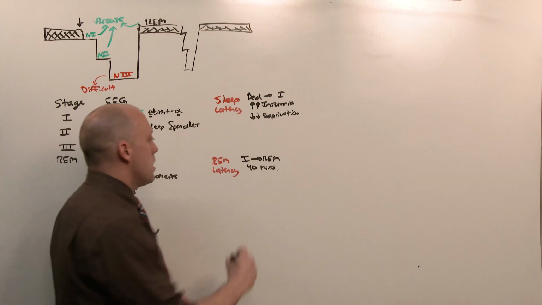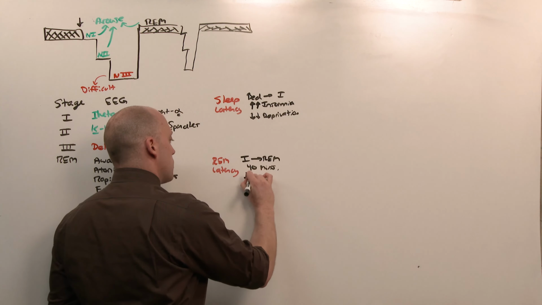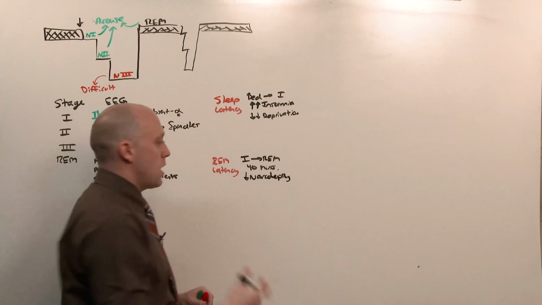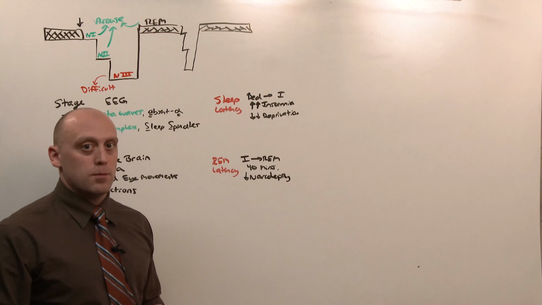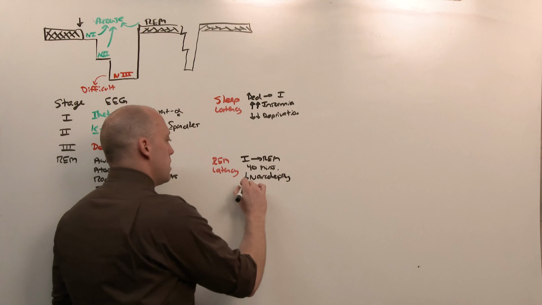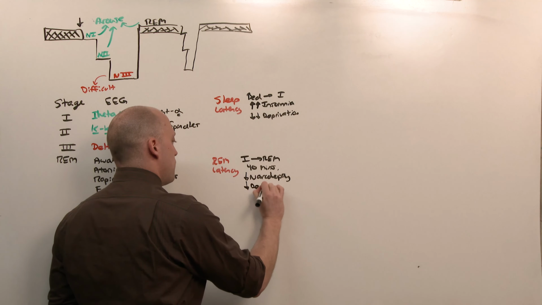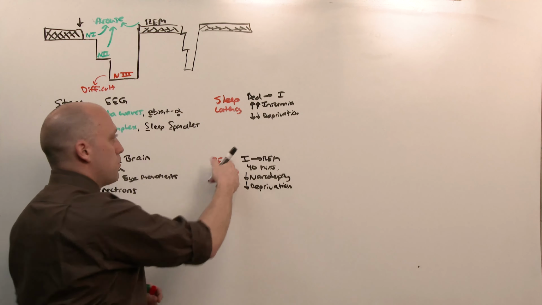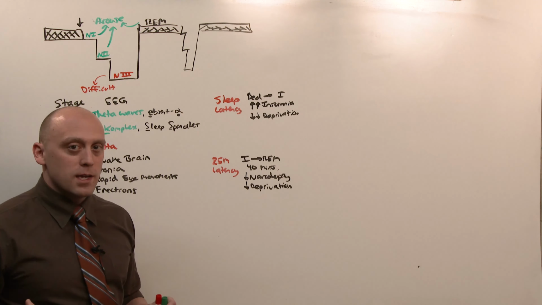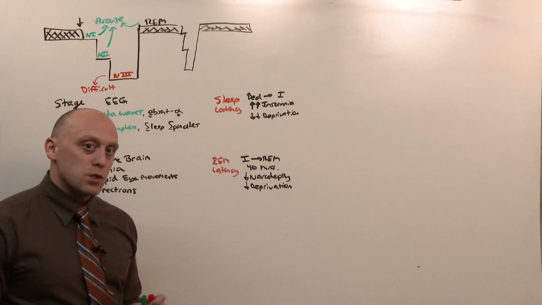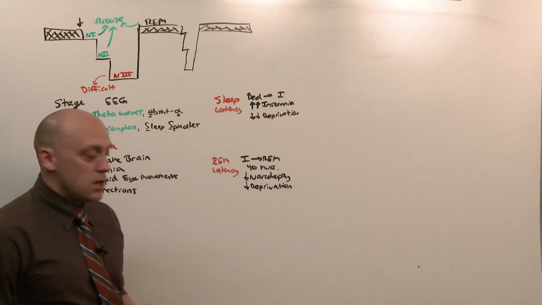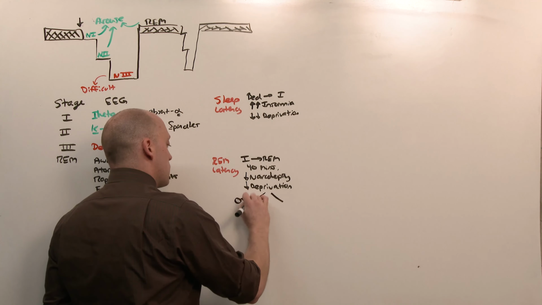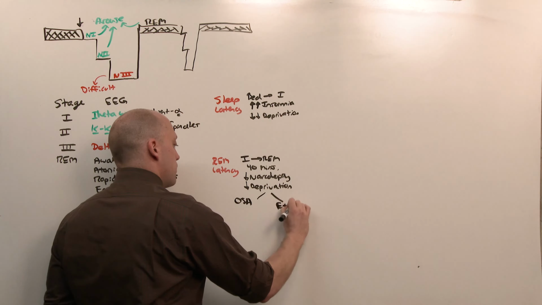REM latency is going to be decreased in narcolepsy. We'll discuss narcolepsy in the next lesson, but you'll see they have complete loss of tone and they jump right into REM. It's also decreased in sleep deprivation or REM deprivation. Body needs sleep. Body needs REM. If you take sleep or REM away, the body is going to be able to get to sleep and into REM faster. REM deprivation can occur in 2 major disease states: obstructive sleep apnea and alcohol use.